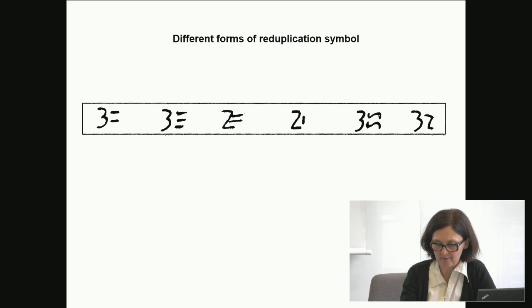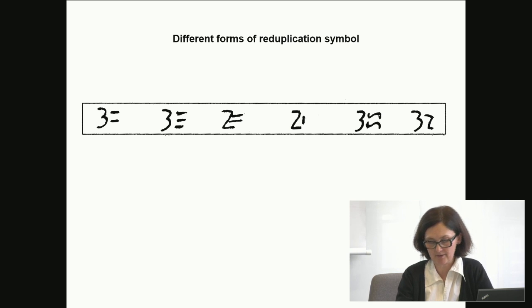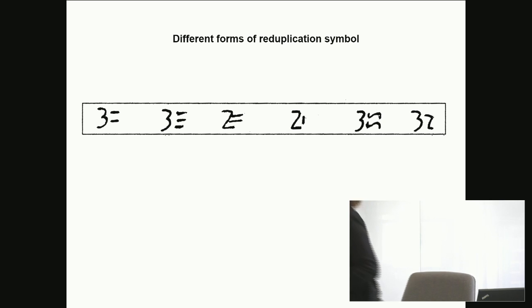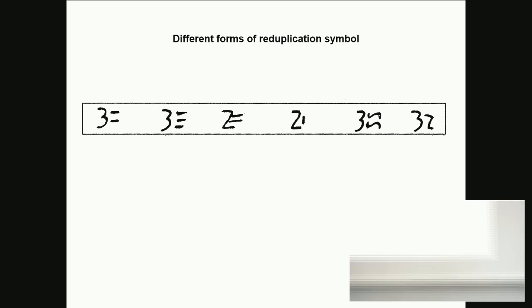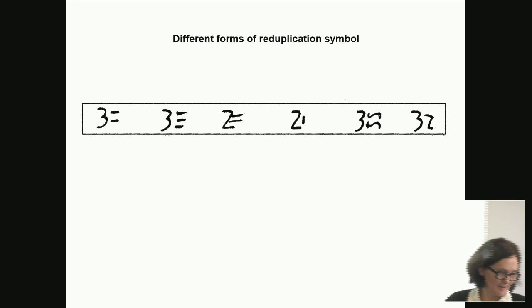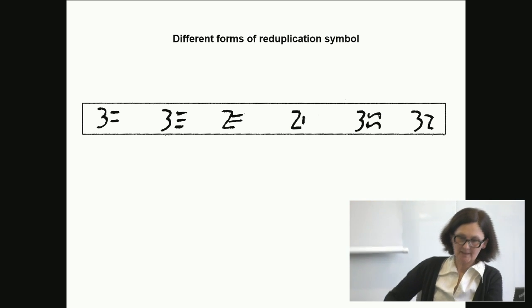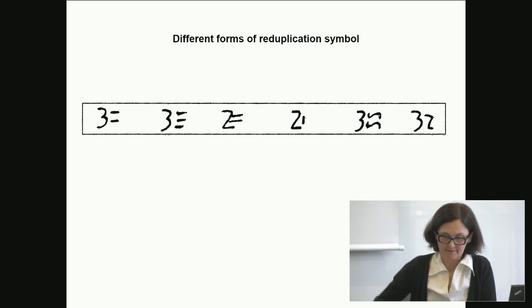The form of the reduplication symbol is conventional, though infrequent, other forms also appear. The usual form is the first example, and the others are the less frequent ones that can be found in some scripts.